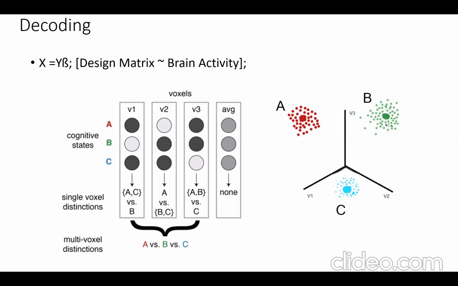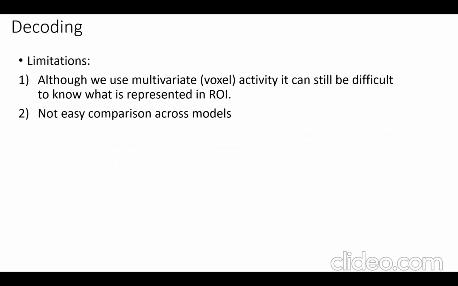And although this method is a bit more sensitive, it effectively, again, has the same problem: we might be able to distinguish between happy and sad faces in a particular region, but we still don't know exactly what information is represented in that region.